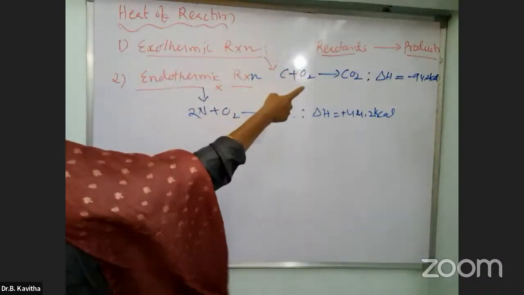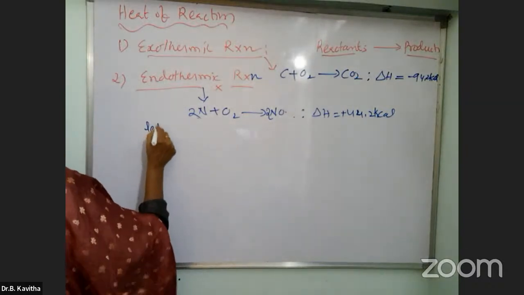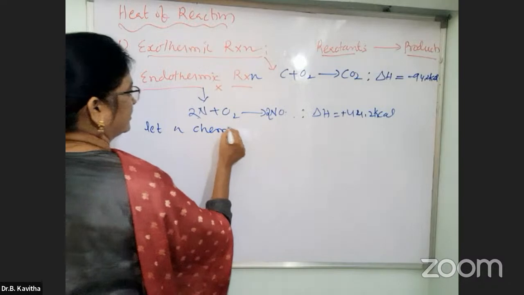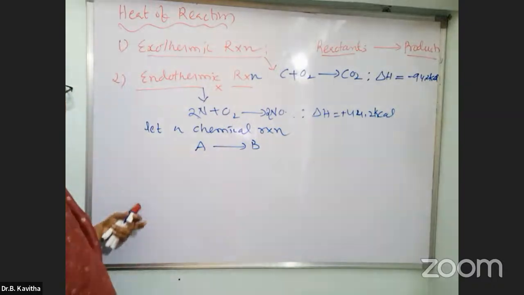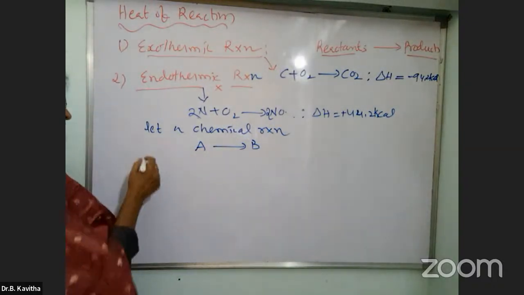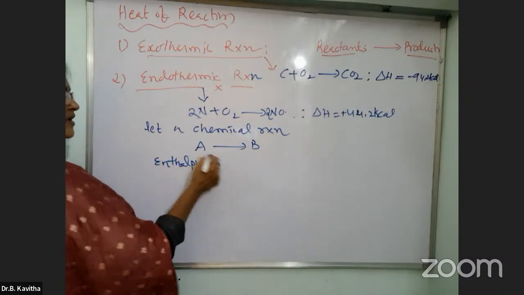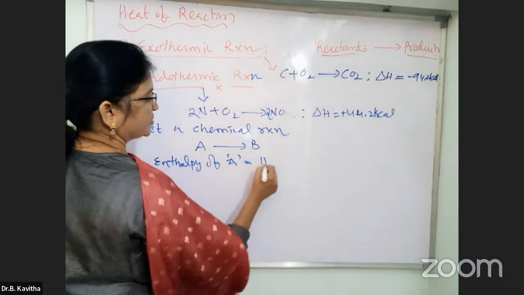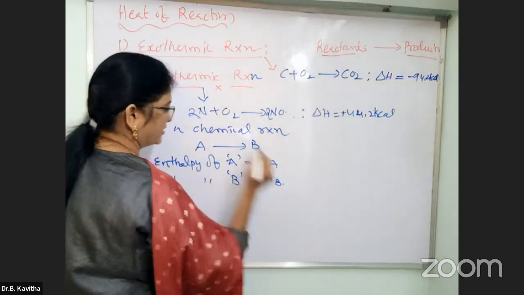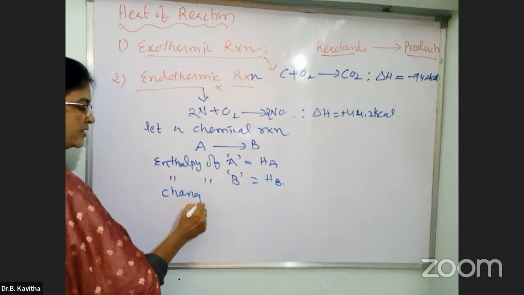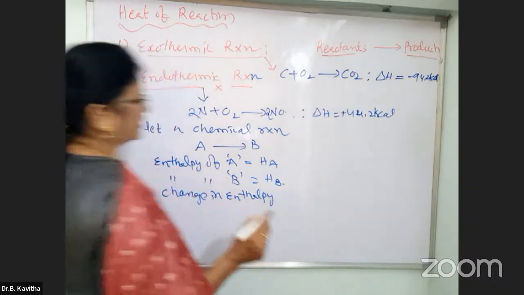Now to understand why I wrote minus there and plus here, take a chemical reaction. A simple reaction: A gives B, without balancing the equation. The enthalpy of A is HA and the enthalpy of B is HB. Therefore, how will you calculate the change in enthalpy? Products energy minus reactants energy.